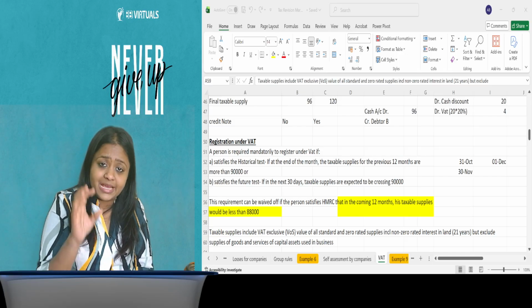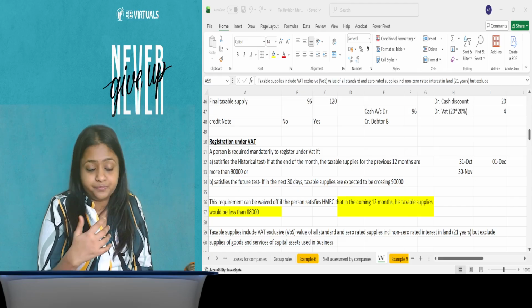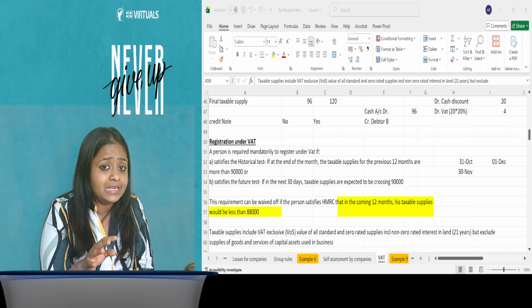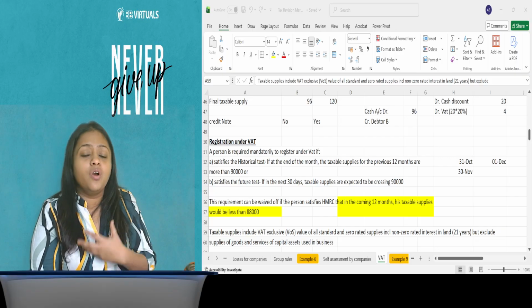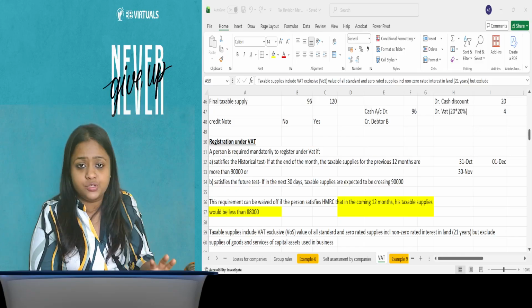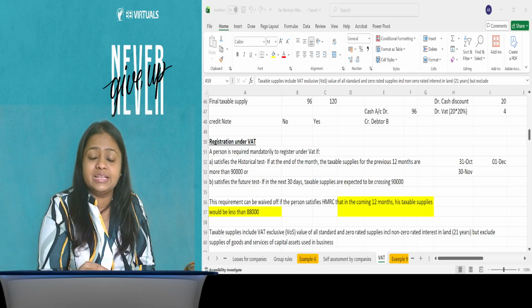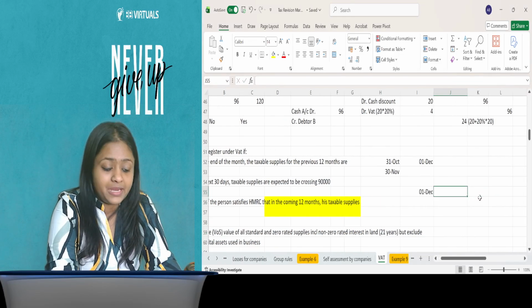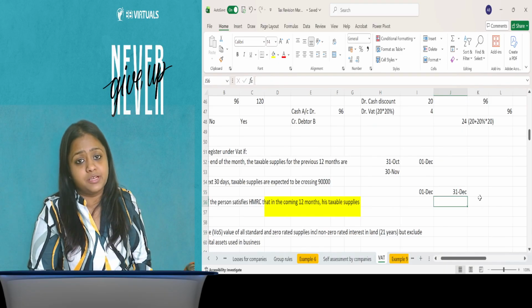Future test says if in the next 30 days the taxable supplies of the taxpayer are expected to be crossing 90,000, then the future test is met. Now, when the future test is met, the date of notification to HMRC is within 30 days from the date itself. Let's say the future test is met on 1st of December, then 30 days will end on 31st December. So by 31st December, notification to HMRC must be made.